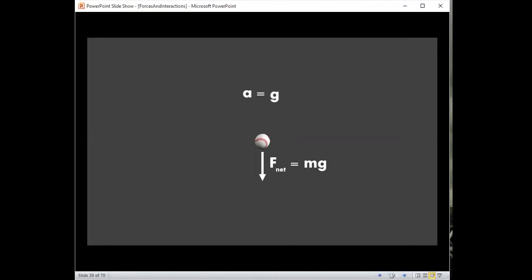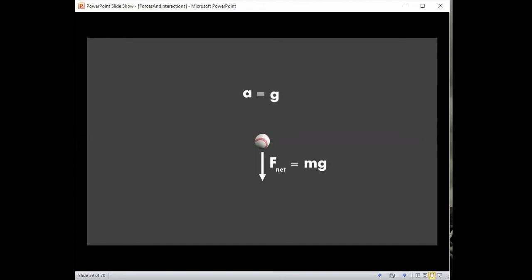A few things. First and foremost, notice that I never specified what the mass of the baseball was. The masses cancel out. And this is extremely important, because what this tells us is that every object close to the surface of the earth will accelerate towards the ground at the exact same rate.